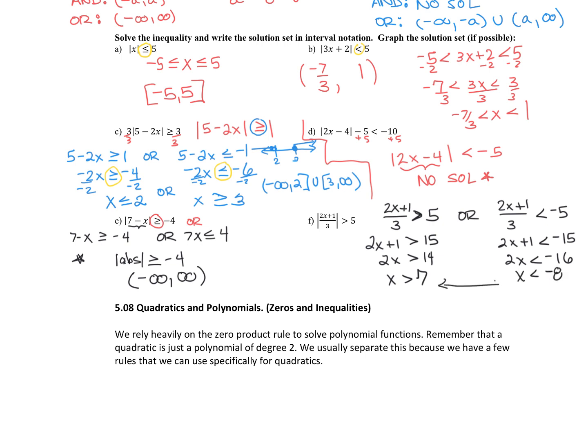So keeping in mind that we always write our interval with the smallest numbers first, this is going to be negative infinity up to negative 8, union 7 to infinity. That concludes this video on absolute value equations and inequalities.